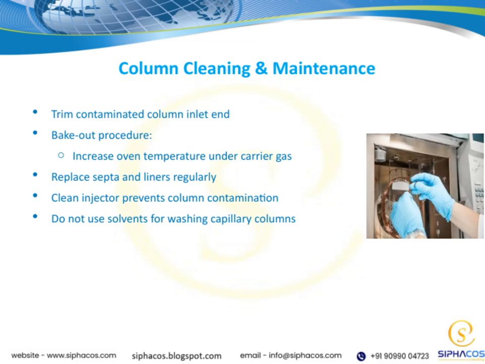First, it's important to regularly trim the contaminated end of the column inlet. This helps prevent buildup that can interfere with the separation process. Next, we have the bake-out procedure, where we increase the oven temperature under a stream of carrier gas. This step effectively removes residual contaminants from the column.